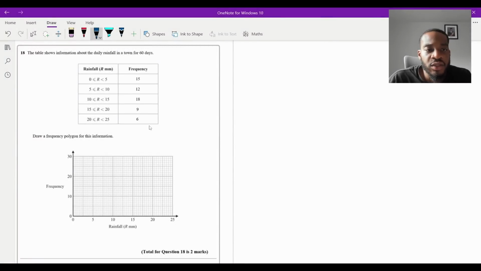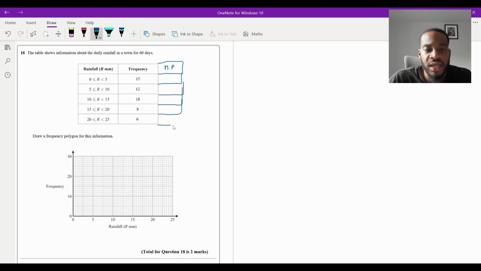Okay, question 18 says the table shows information about the daily rainfall in the town for 60 days. So we've got the rainfall in this column and the frequency in that column. It says draw a frequency polygon for this information for 2 marks. So when you're drawing the frequency polygon, what you always want to do is draw an extra column. This extra column you're going to call the midpoint. And that is going to be the midpoint of the class width, the interval. So that's in the first column.